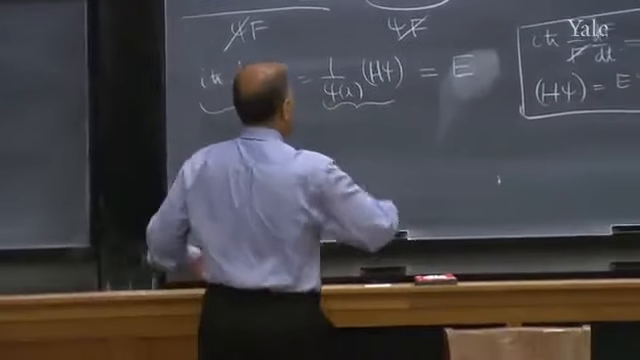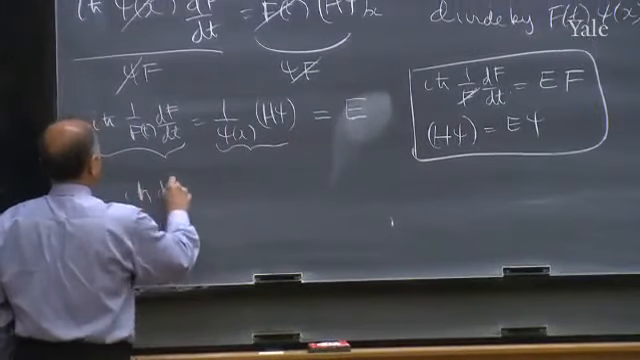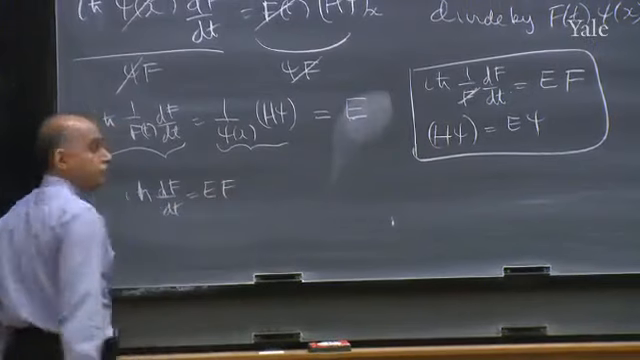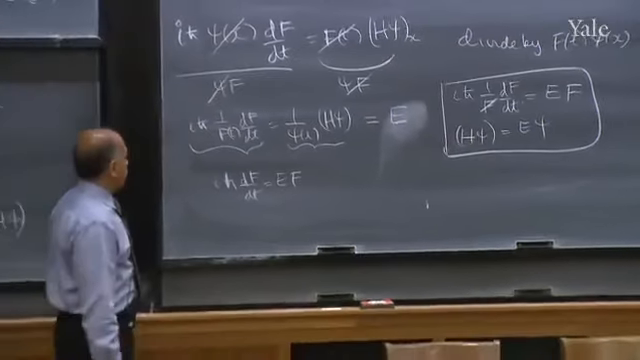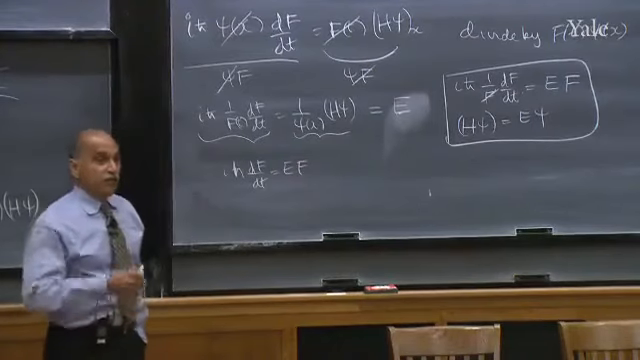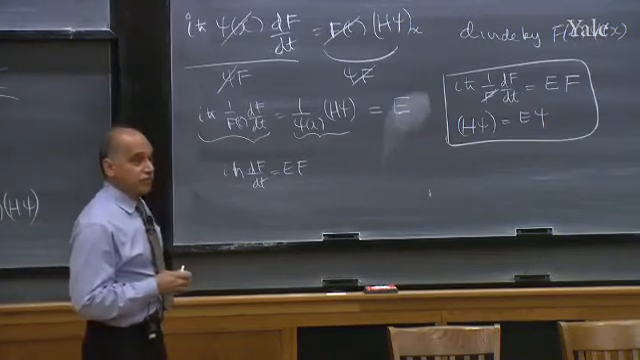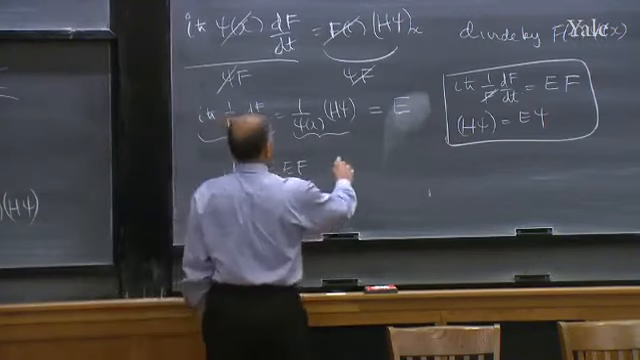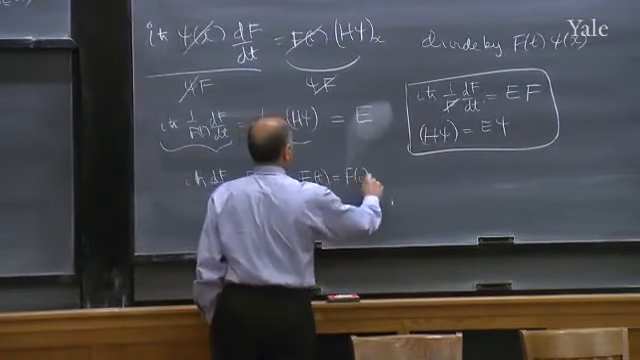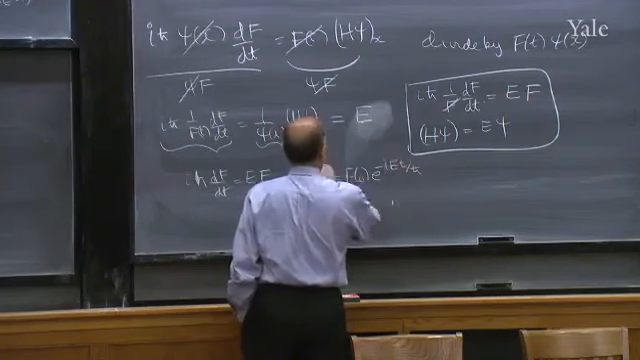Now, can you guys do this in your head? iħ df/dt equals E times f. So it's saying f is a function of time whose time derivative is the function itself. Everybody knows what such a function is. It's an exponential. And the answer is, I'm going to write it down and you can check, f of t is f of 0 e to the minus iEt over ħ.